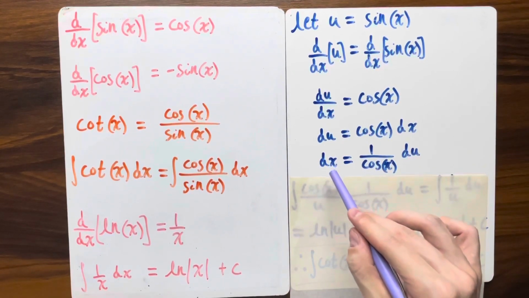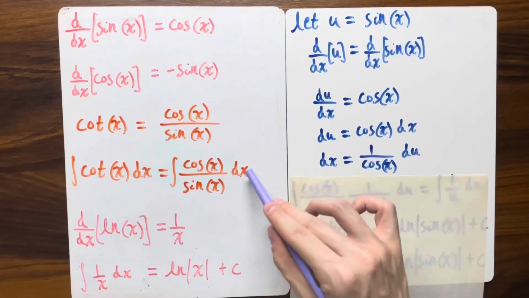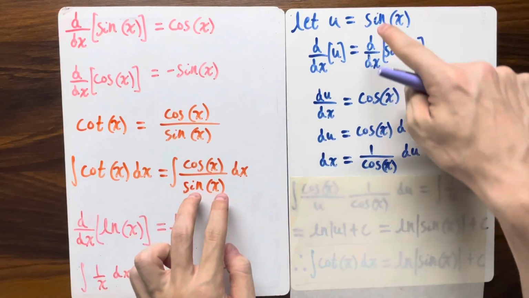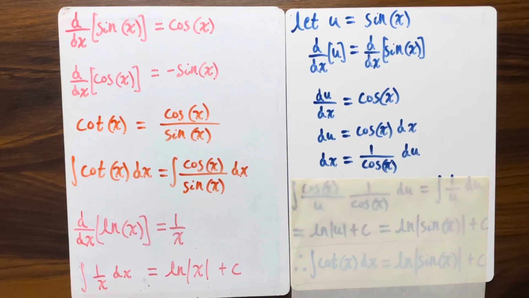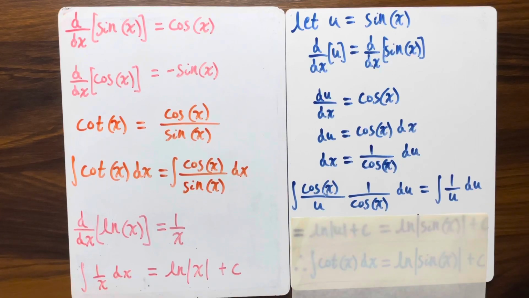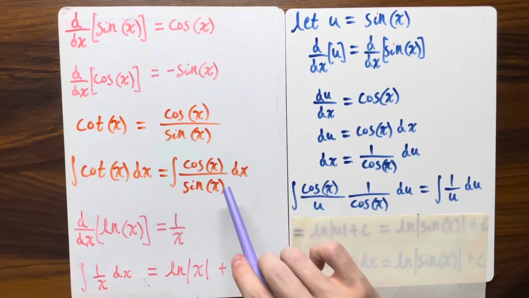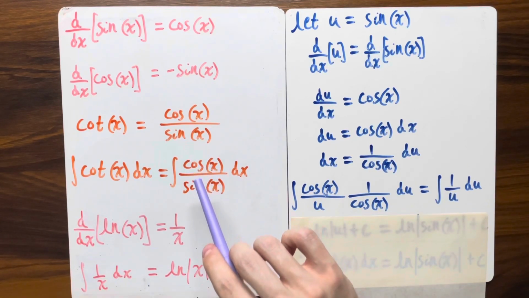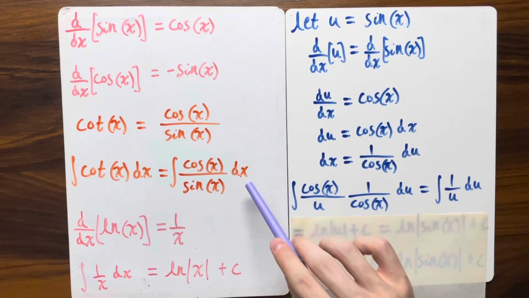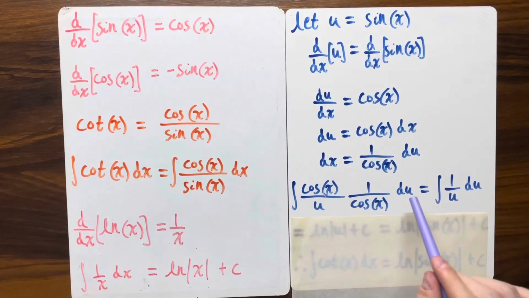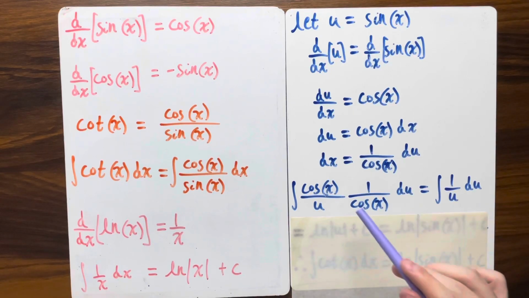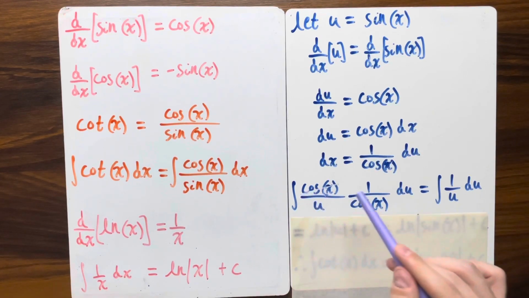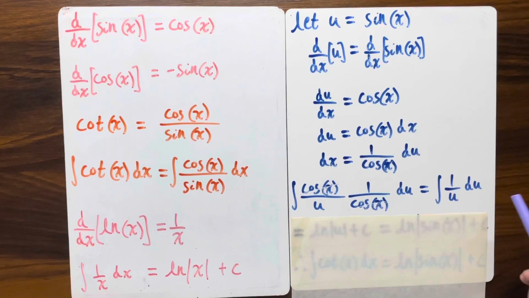So we solve for dx, so we can plug this in here for dx, and sine of x is u. So let's plug in everything. So we get this. The integral of cosine of x stayed the same. Sine of x became u. The dx became 1 over cosine of x du. And now we can simplify. This cancels. This cancels. So we just get left with the integral of 1 over u du.